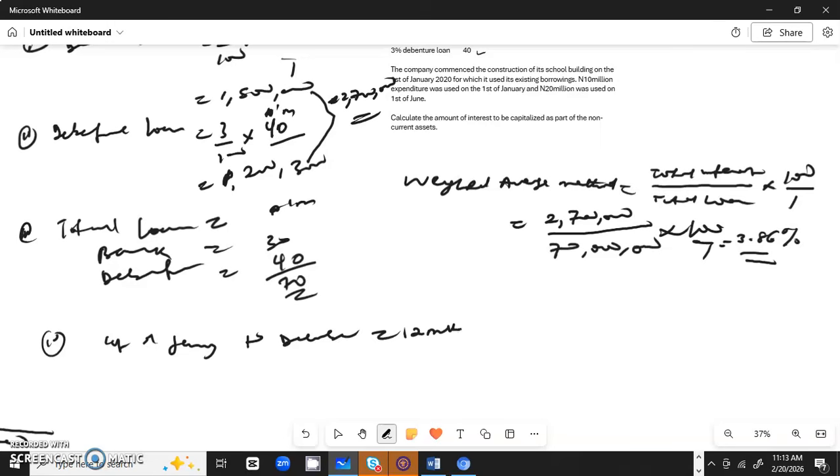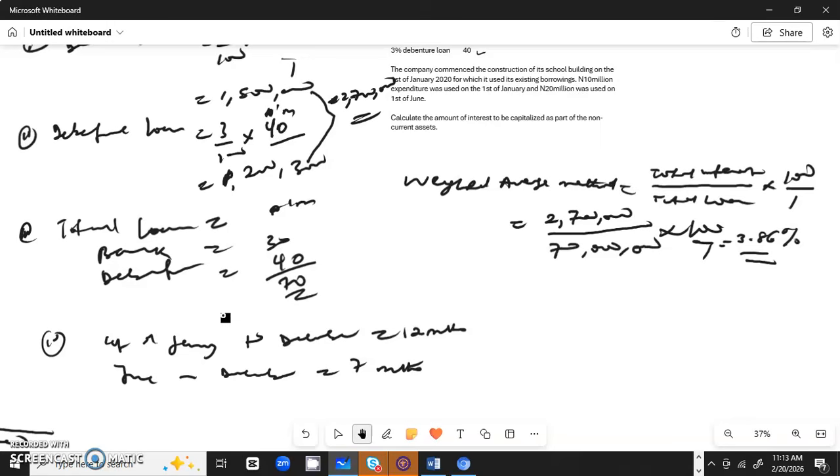12 months, okay. And 10 million naira was used on the 4th of January, and 20 million naira was used on the 1st of June, from June to December. Let's count that: June, July, August, September, October, November. That's 7 months, close to 7 months.